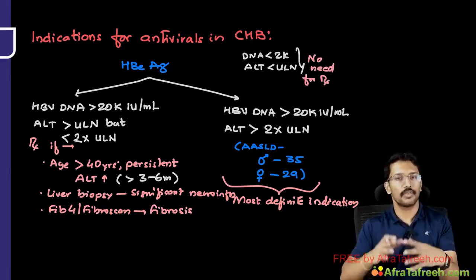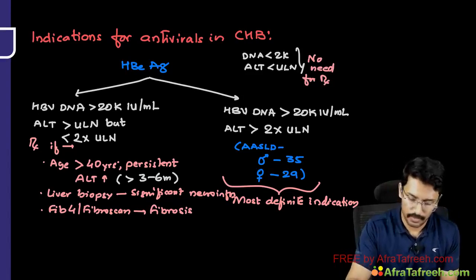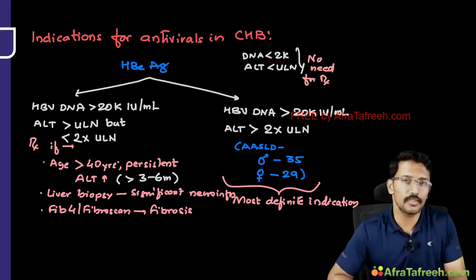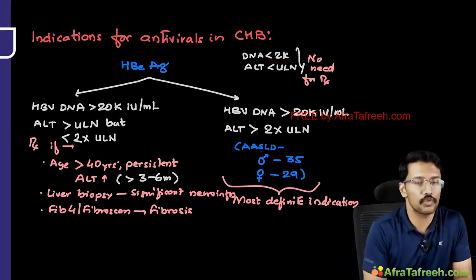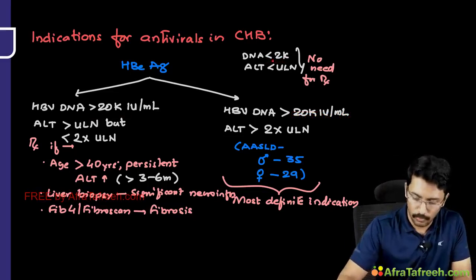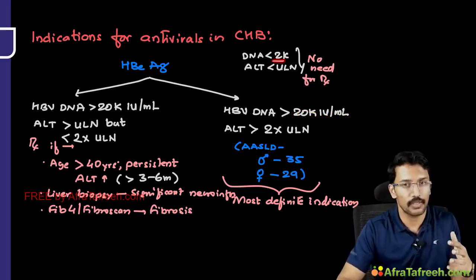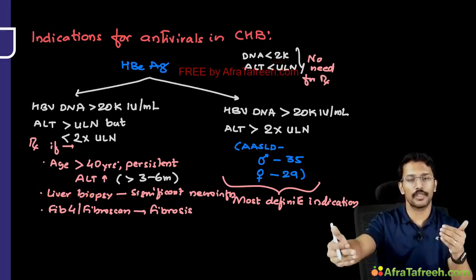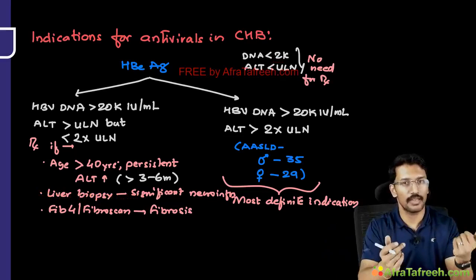Okay, what about the remainder of the patients where the DNA level is more than 2000 but less than 20,000? In those cases they recommend close follow-up, because even though it is more than 2000 but less than 20,000, the patient may be in a seroconversion stage. Subsequently when you check him later, he might turn out to be an inactive carrier.